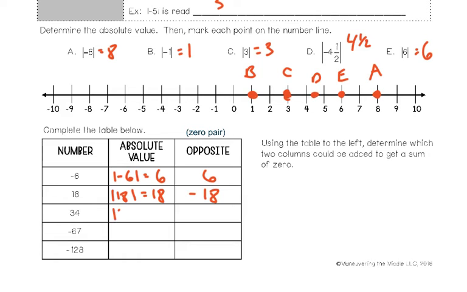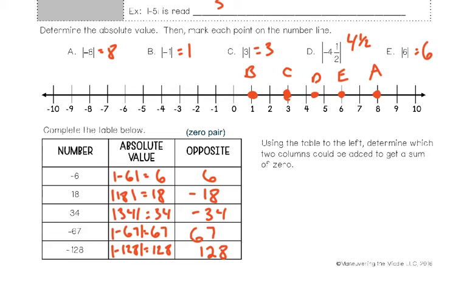So absolute value of 34 is still 34, and its opposite is -34. The absolute value of -67 is still just a regular 67. It's 67 away on either side of the number line. That's the absolute value. And the opposite of -67 is a +67. The absolute value of -128 is a +128. And then the opposite of that is a +128.